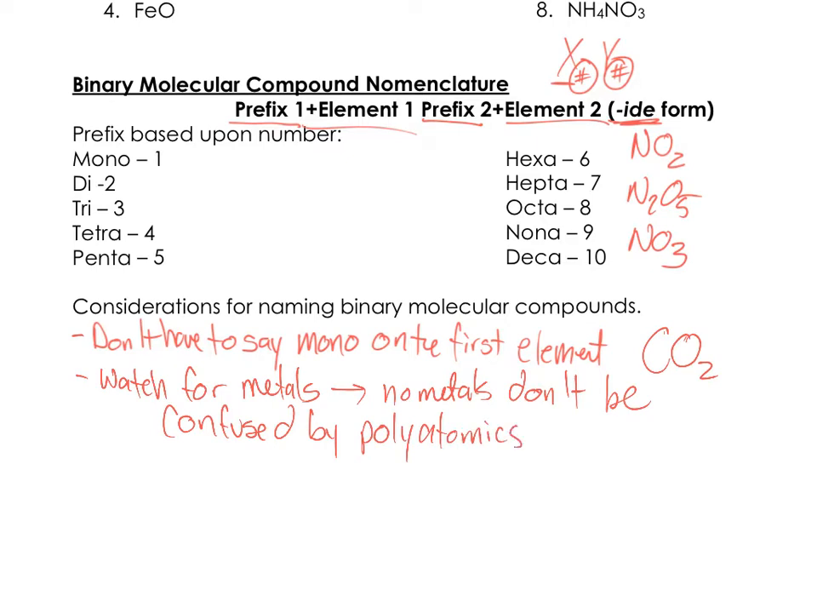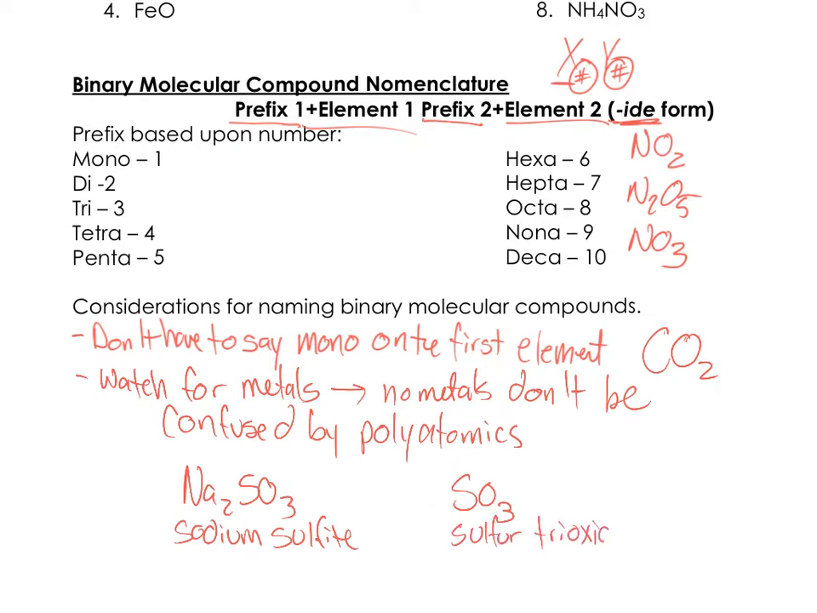Essentially, think about something like this. If I have Na2SO3, this is sodium sulfite. If I have SO3, this is sulfur trioxide, or monosulfur... blech. We don't say that though. By the difference, this guy right here is SO3 2 minus. So it's important to pay attention to what you're doing. Always include the Greek prefixes with binary molecular compounds.